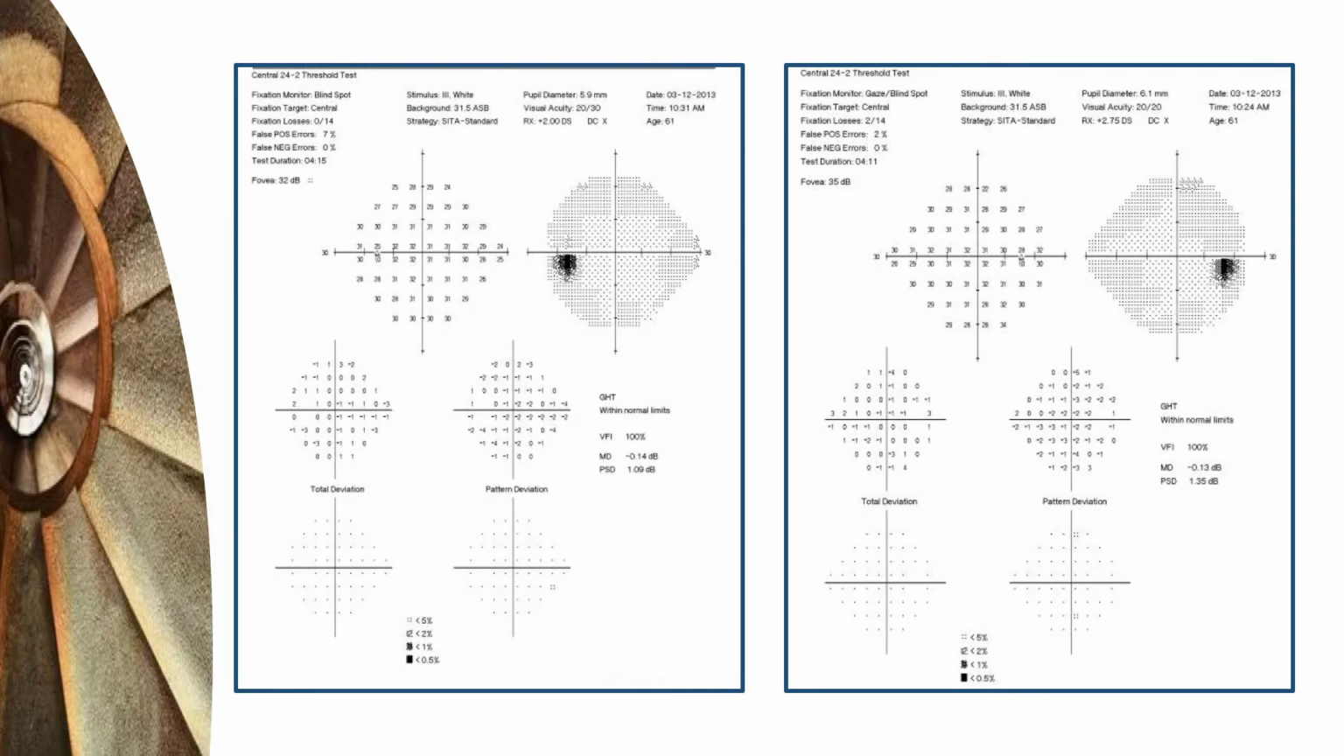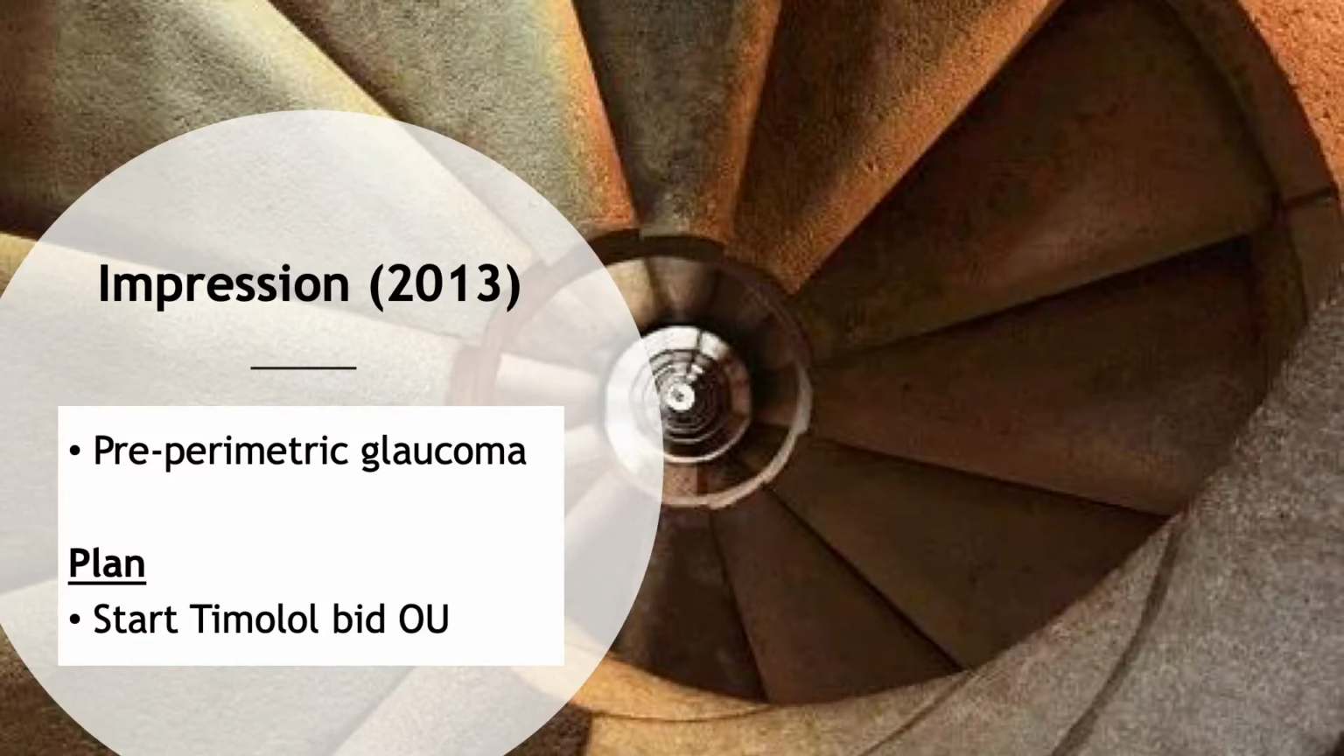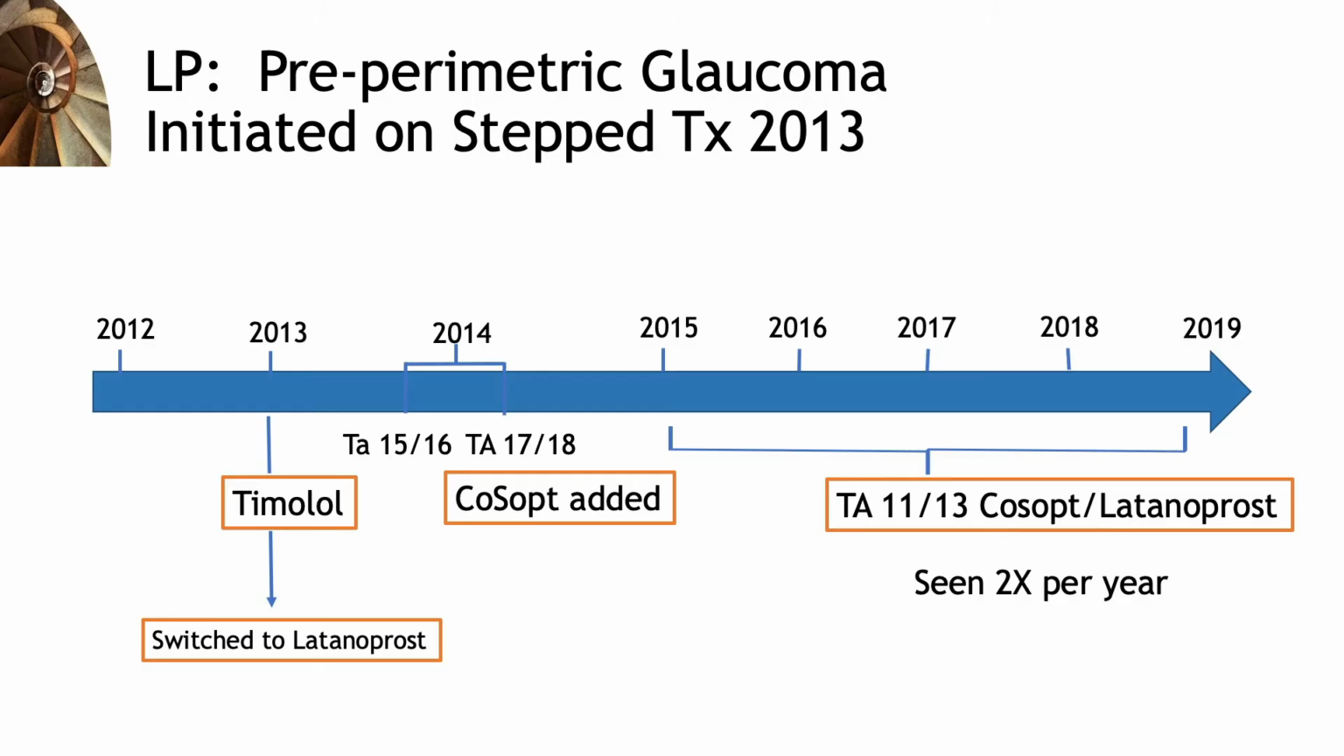And so the decision was, well, by the way, looking at the visual fields, they're still normal on that 2013 visit. So they had thought the patient had preparametric glaucoma, and as I said, they started him on timolol twice a day in both eyes. And as I said, he was really very precise in terms of coming in. He would come in on the dot every 6 months.